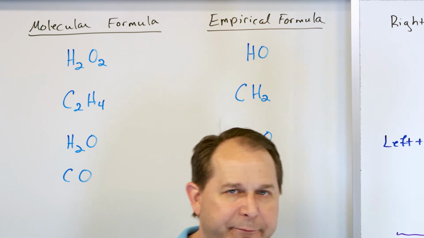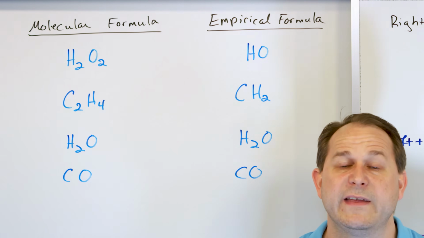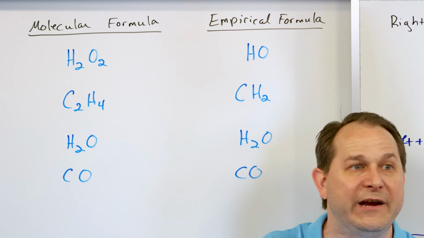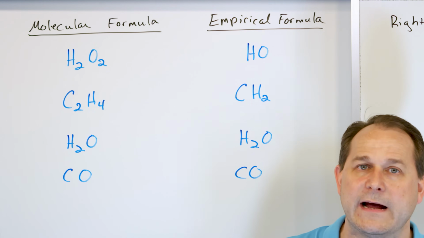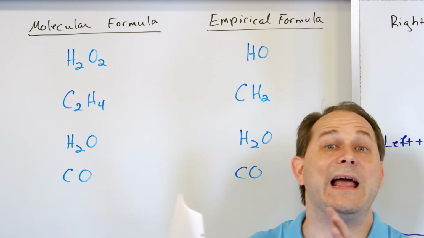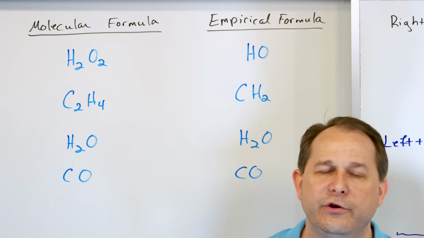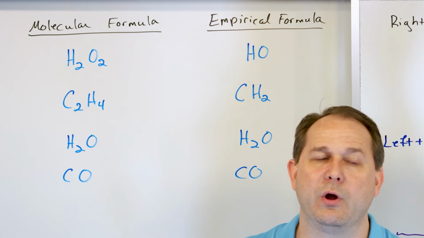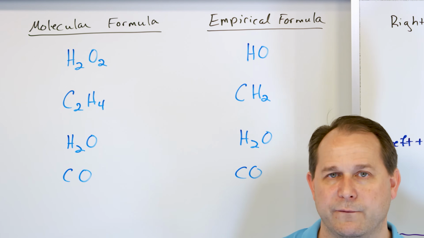So when you're doing an experiment in the real world, you might come up with an empirical formula just because what your equipment measures is the relative ratios of the atoms. So you write down an empirical formula, but then you might realize that your molecular formula, the actual molecule, might be, or probably is, some whole number multiple of whatever you got for the empirical formula.